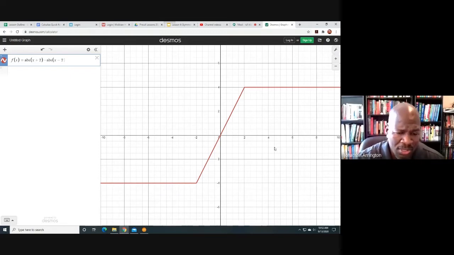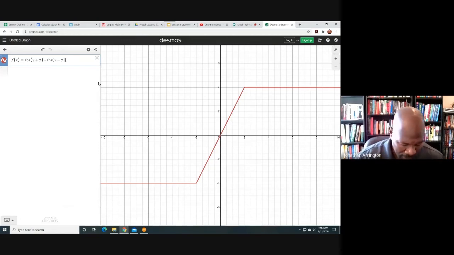Hopefully you see that this is odd. This is indeed an odd function. Just envision this being rotated 180 degrees. It's going to look exactly the same. So again, don't assume just because you see absolute value that it's going to be an even function. It could be odd, and it could be neither as well.